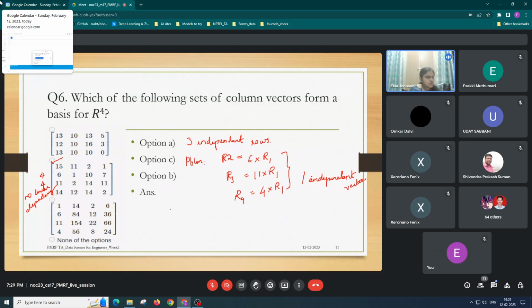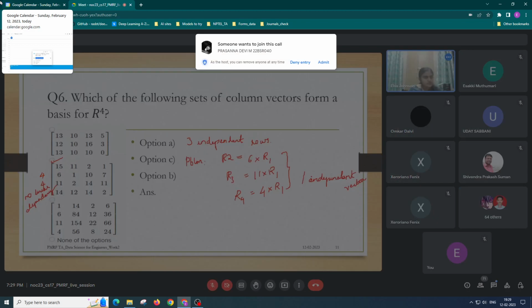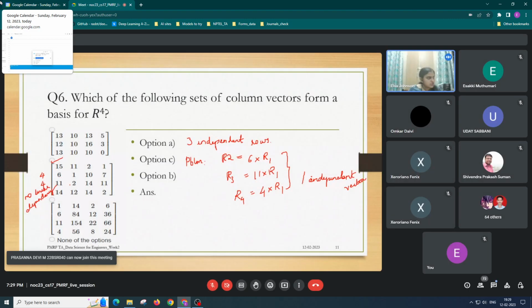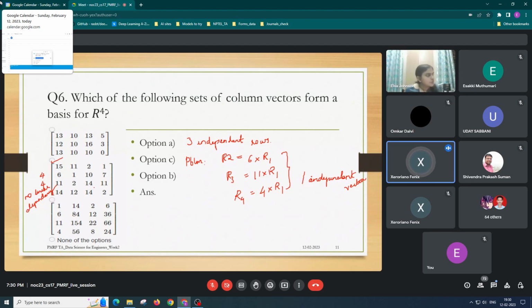No, Aditya, it's not like that, right? What's the answer to this question? The answer to the question is B. R4 is not like 2R2 plus 1, is it? Your voice is not clear, you're not audible to me. Can you type?